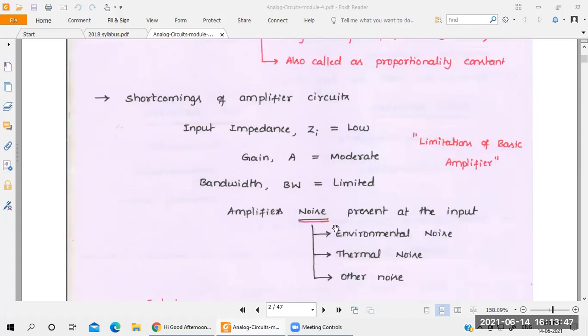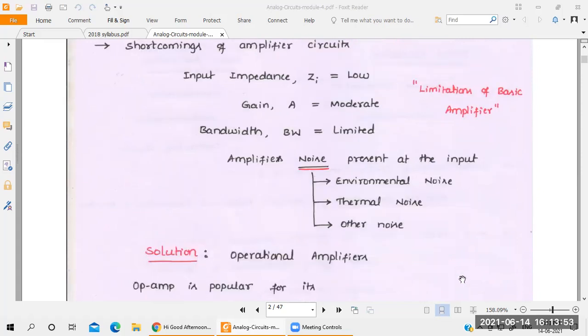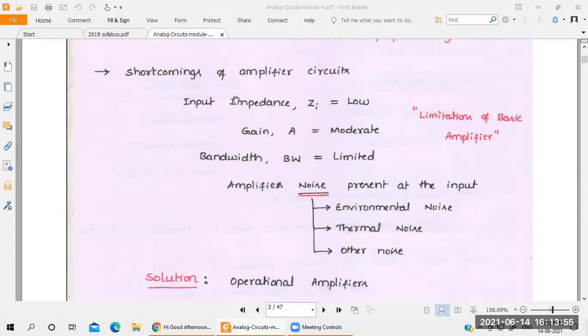Then the amplifier noise present at the input is environmental noise, thermal noise, and other noise. See here, these are the shortcomings of amplifiers in the circuit. If you design any circuit, there are some limitations and drawbacks. What are the drawbacks? Input impedance is low, the gain of the amplifier design is almost moderate, the bandwidth is limited, and noise is more.